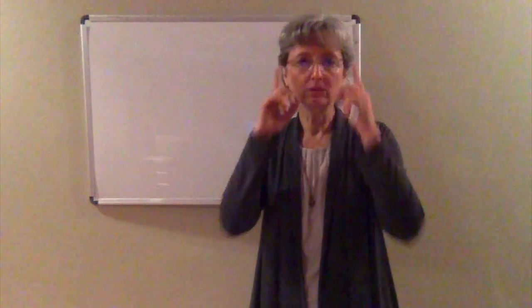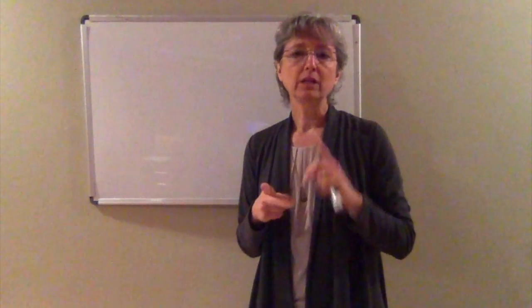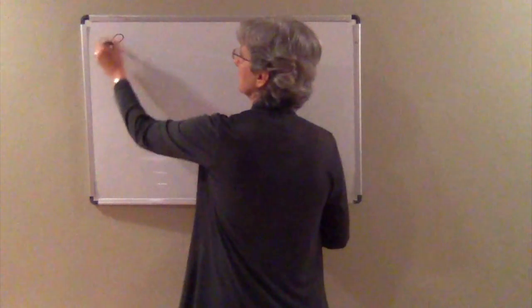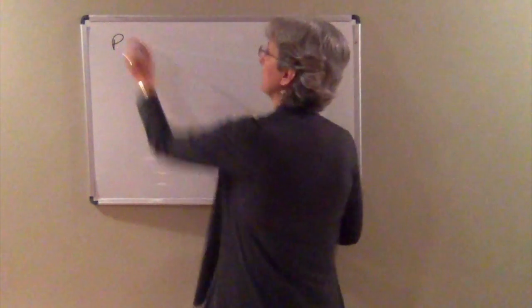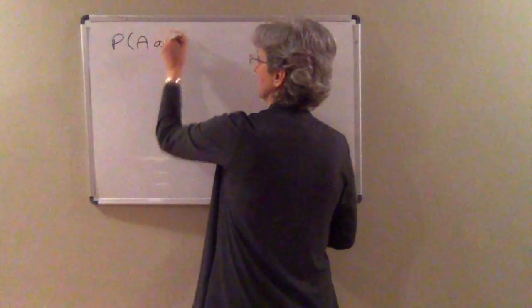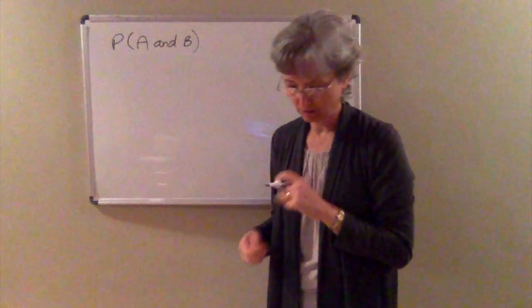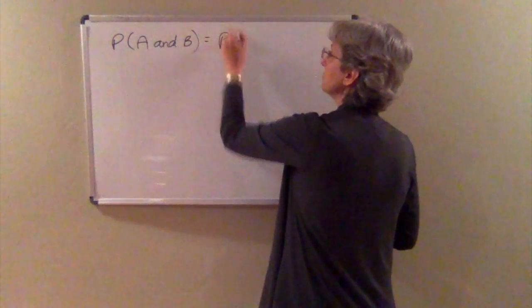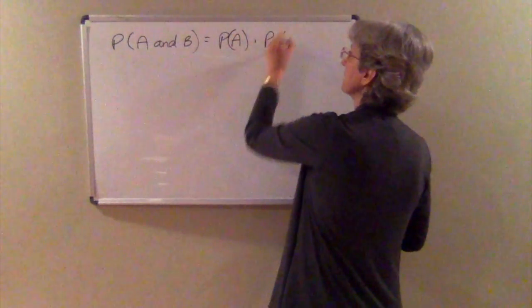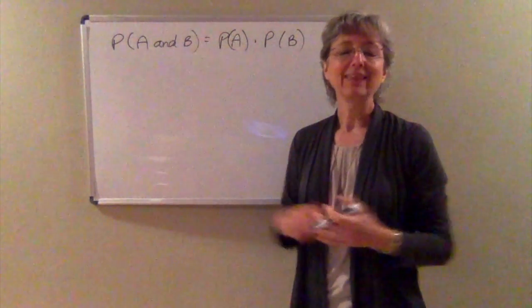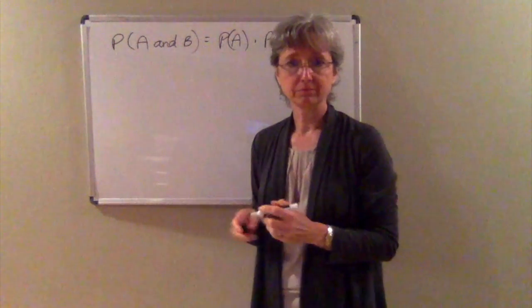All right, now that we have that groundwork, let's look at the probability of multiple events. Let's say we want to find the probability of two events occurring together, the probability of A and B, two separate events happening together. What you do is take the probability of A and multiply that times the probability of B. And that's how you find that probability.